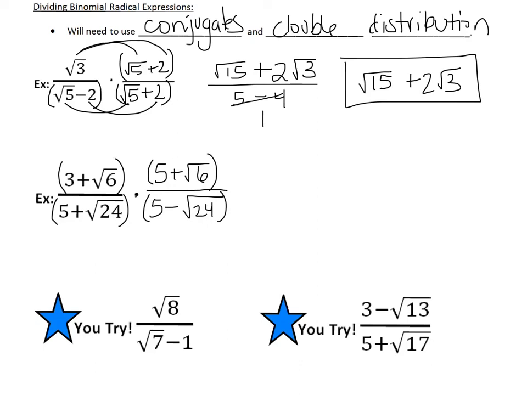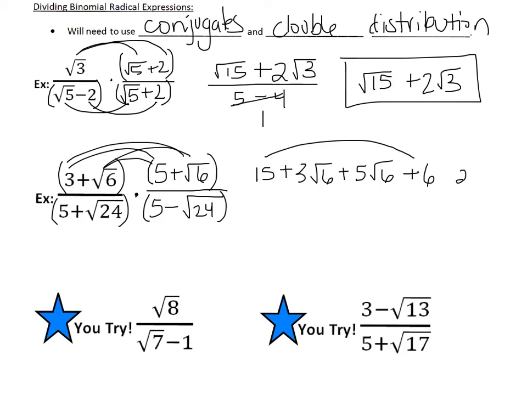So in the numerator, since it's a binomial, I'll have to use double distribution. So 3 times 5 is 15. 3 times radical 6, I get 3 radical 6. Square root of 6 times 5, I get 5 radical 6. And square root of 6 times the square root of 6 is the square root of 36, which is just 6. I'm going to continue to simplify in my numerator before I move to my denominator. And I get, combining my first and my last term, I get 21. And combining my middle terms, I get a positive 8 radical 6.